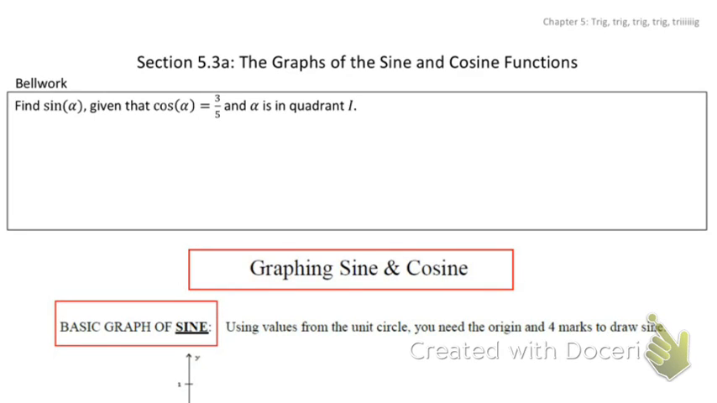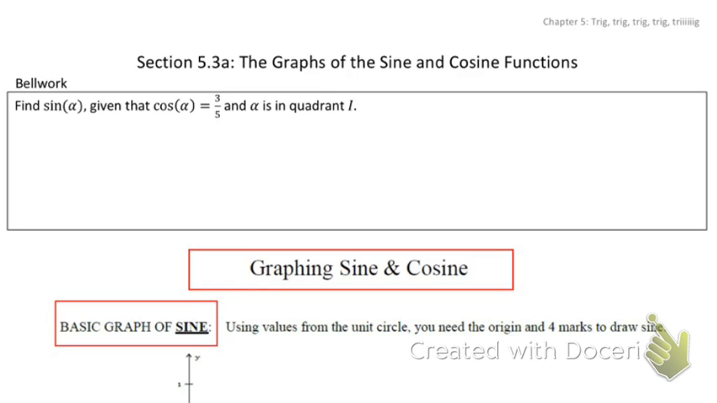Okay, today we're going to talk about the graphs of the sine and cosine function. We'll start moving them around a bit, but basically we're just getting down what the basic graph of the sine and cosine function looks like. Before we begin, let's go ahead and do the bell work question. If you haven't done it, maybe pause, try it, and then try to see the answer.